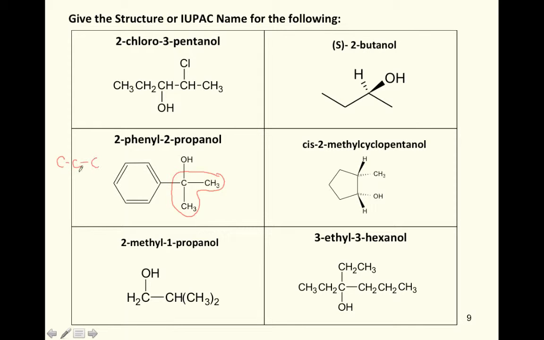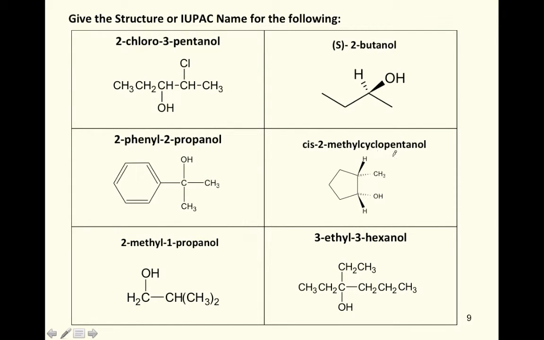Most likely, you would have drawn your propane, and then coming off carbon number 2 would be your OH, and then your benzene ring would be coming off number 2 also, filling in the proper number of hydrogens. Sorry, you couldn't see that 3 there. So again, most of you probably drew it this way. That is also a correct answer.